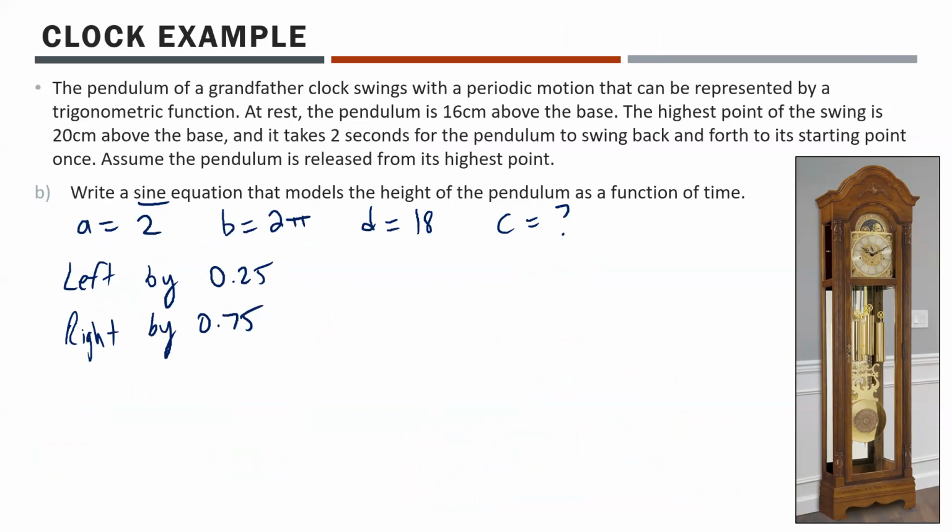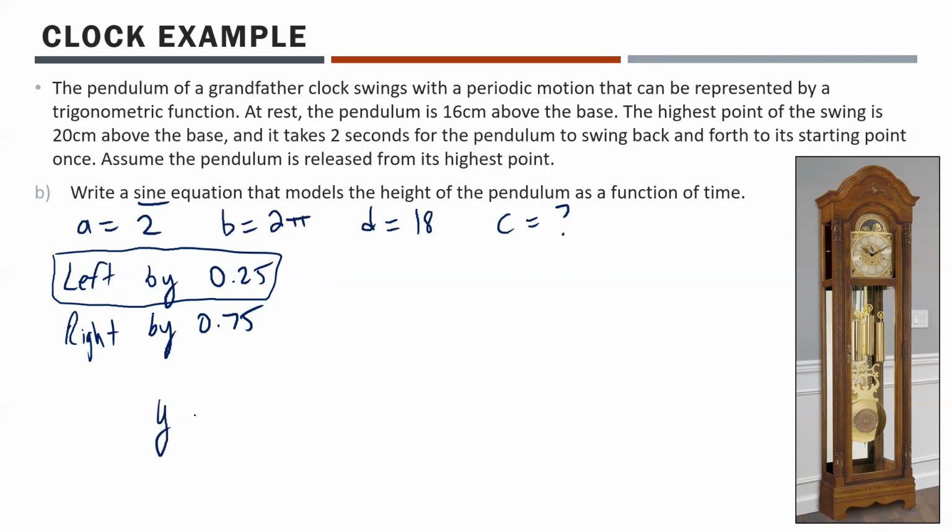And if you're not sure, you could always throw in some test points in your calculator and see if the two different equations give you the same thing. But you can take my word for it, they actually will. I'm going to stick with this one because I think that's a little better because it was closer. So left by 0.25 tells me that C is actually negative 0.25.